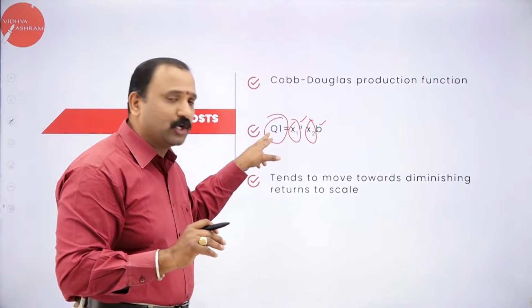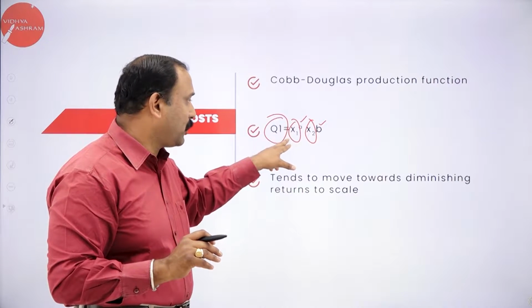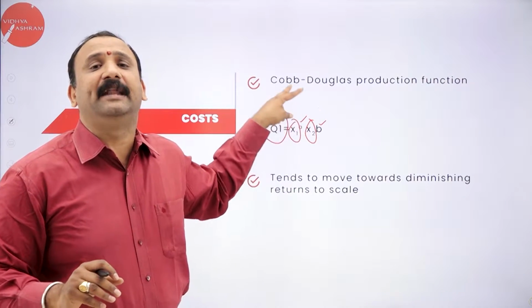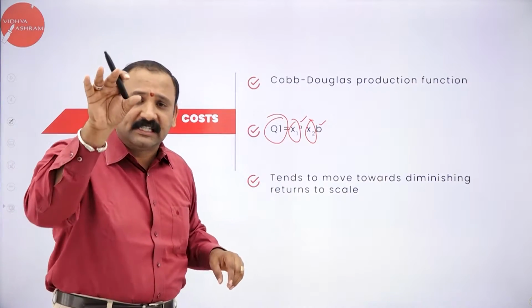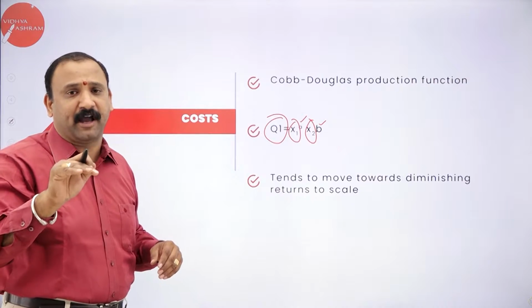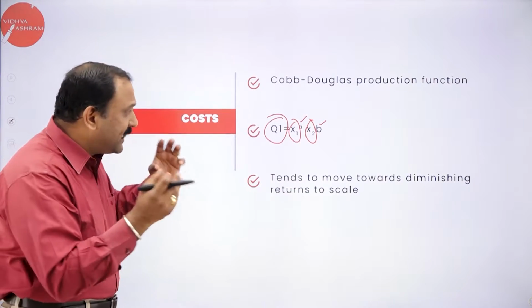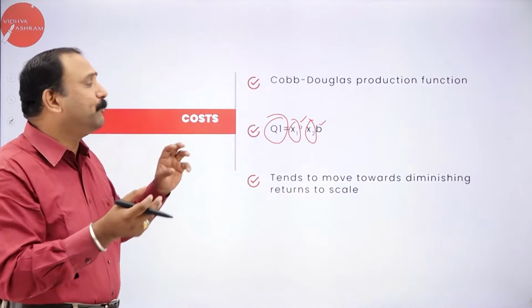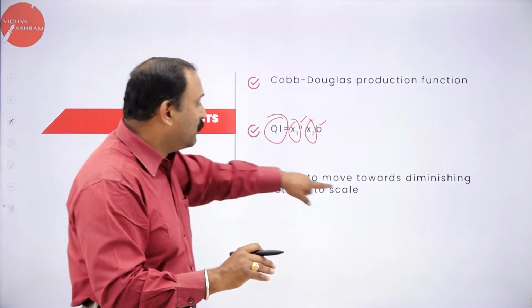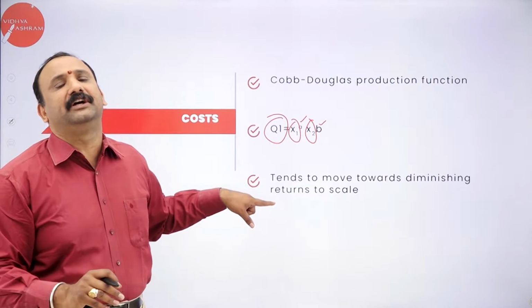To manufacture a quantity Q1 of two products x1 and x2, there are variable factors A and B involved. What does this say to us? It says that for any manufacturing factor altogether, there are a lot of variable inputs that are needed, and that variable input will move towards the diminishing return of scale.